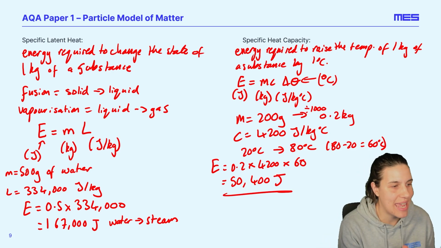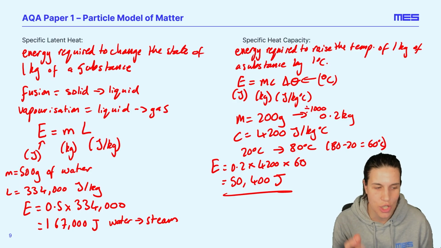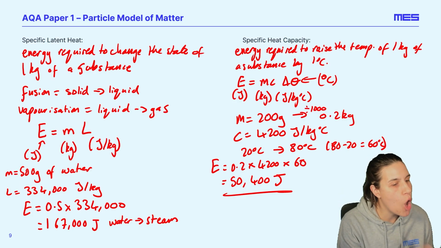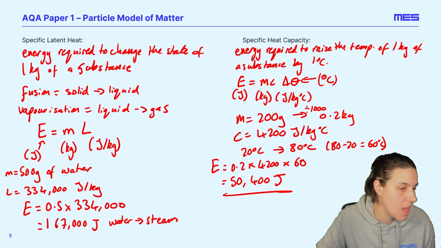That's how we use our specific latent heat and our specific heat capacity equations. Right, final part of paper 1, topic 4, radioactivity coming up.